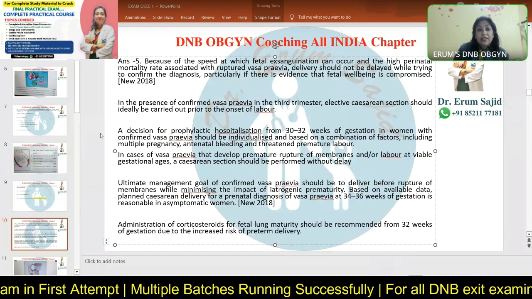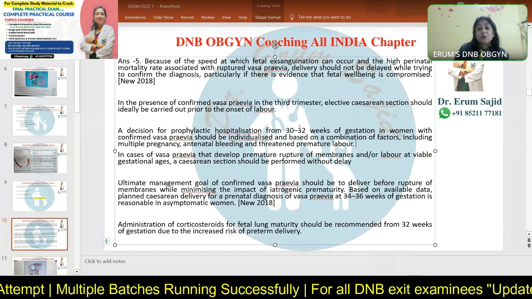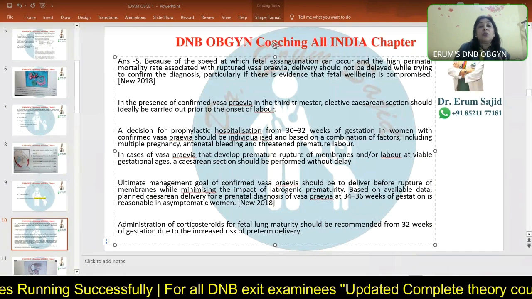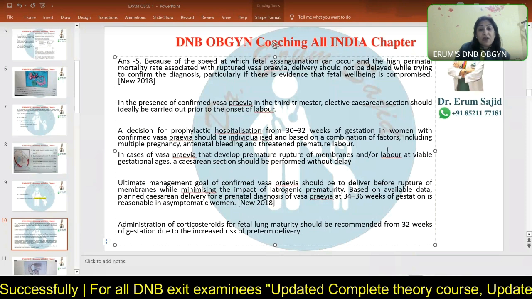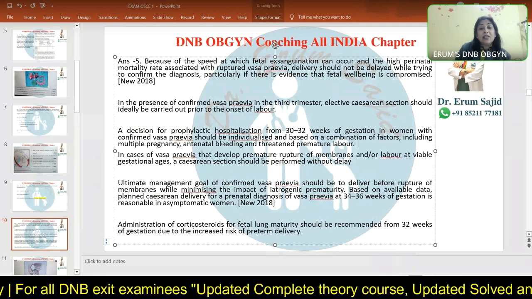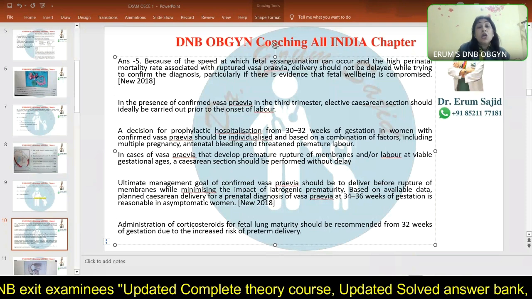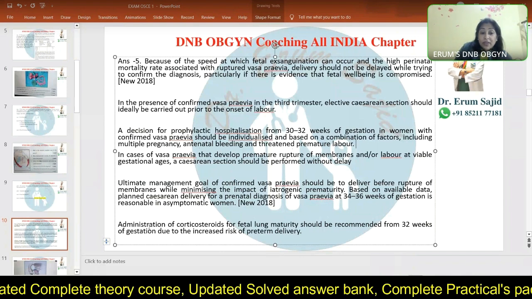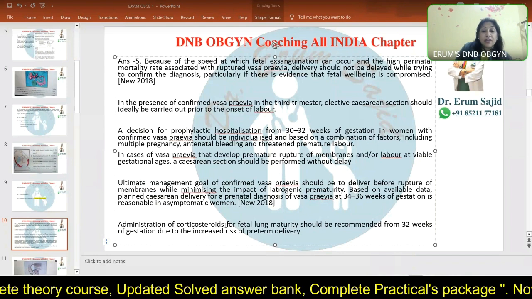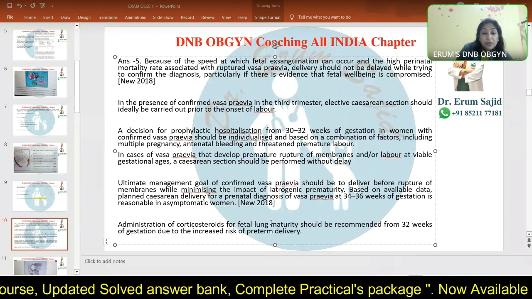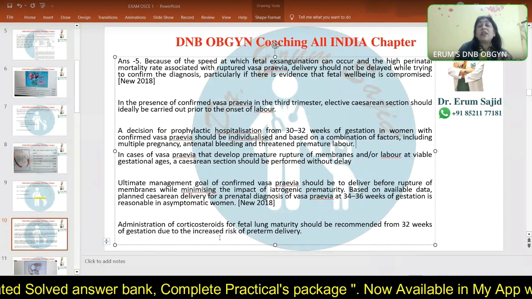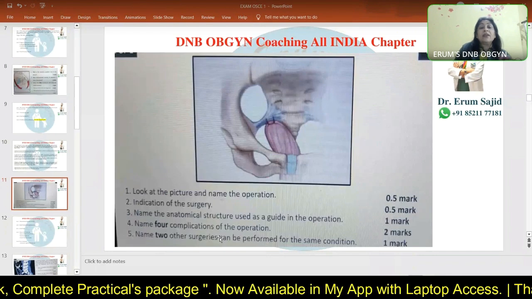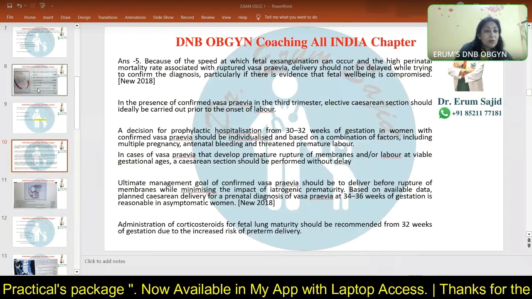See, a decision for prophylactic hospitalization from 30 to 32 weeks of gestation in women with confirmed vasa previa should be individualized and based on a combination of factors, including multiple pregnancy, antenatal bleeding, and threatened preterm labor, which should be given due care, correct? So when I'm saying administration of corticosteroids for fetal lung maturity, this should be recommended from 32 weeks of gestation because they have a very high risk of preterm delivery. So you have to take it seriously. This we finished station 3, right?